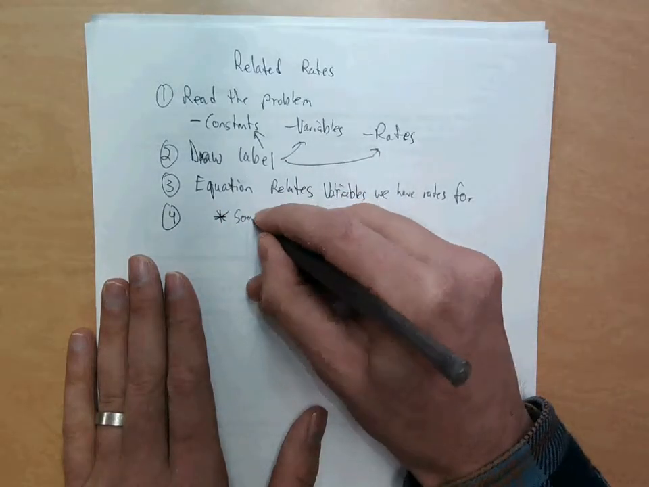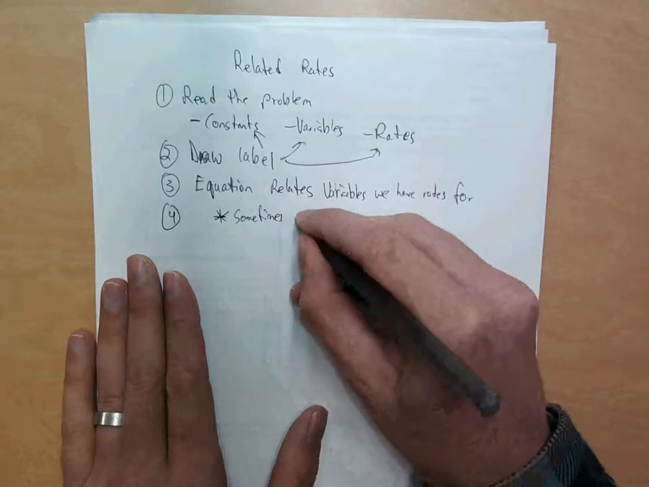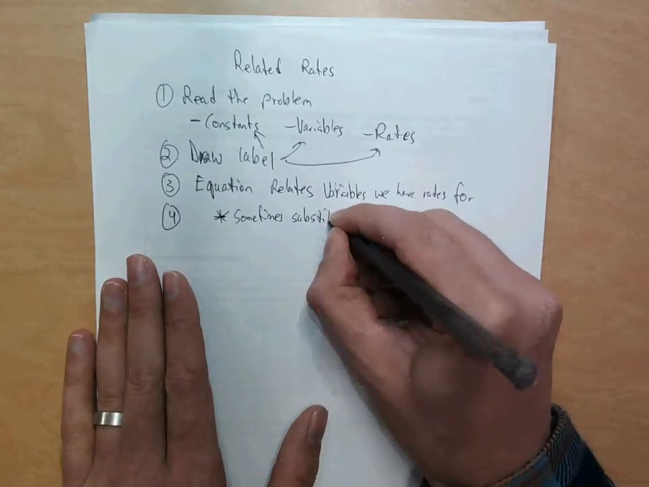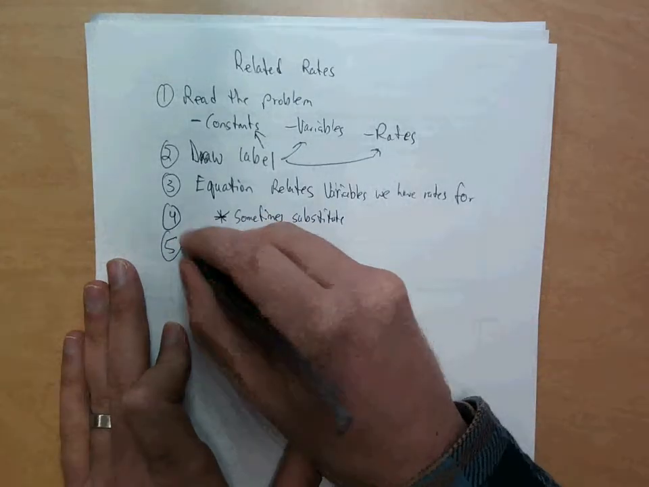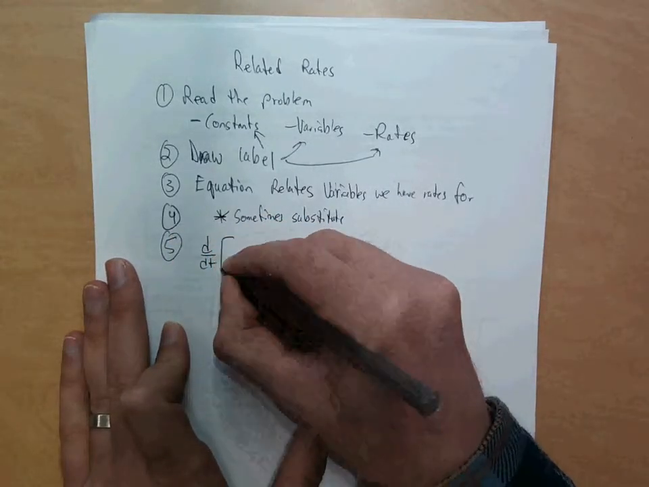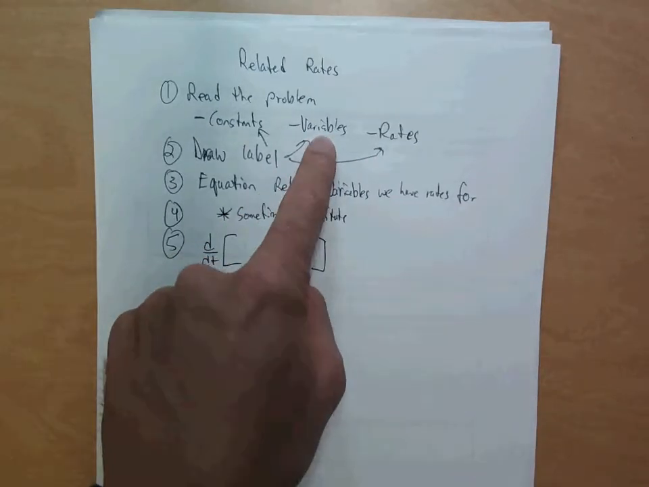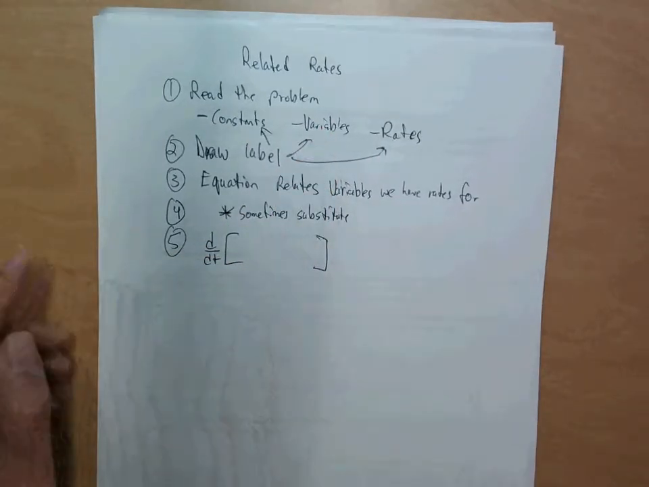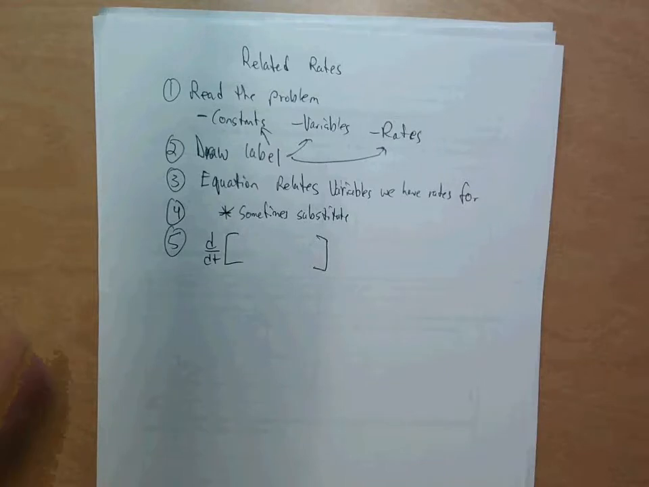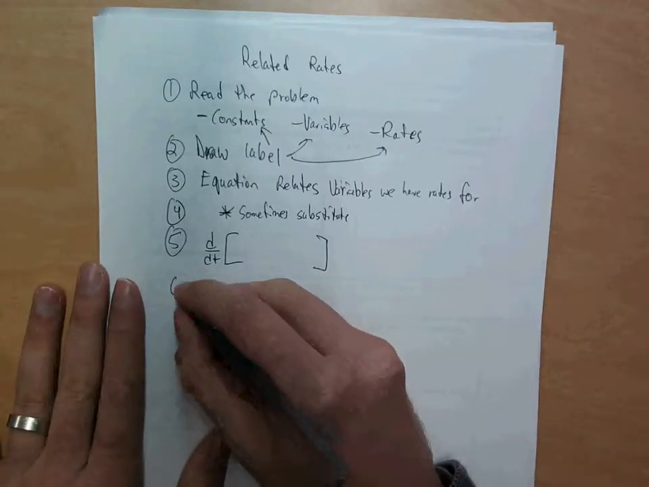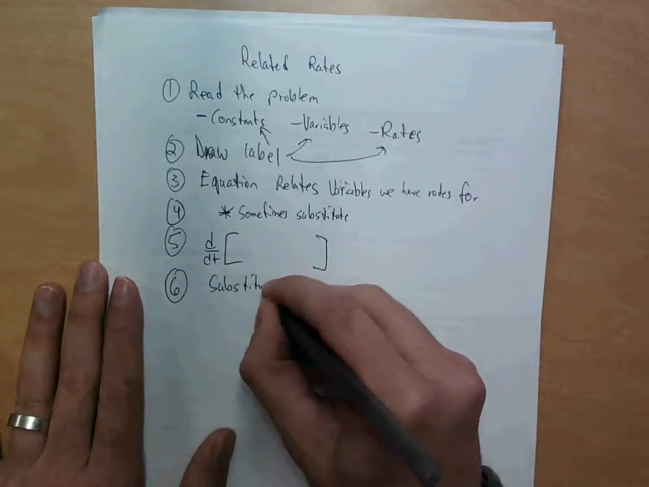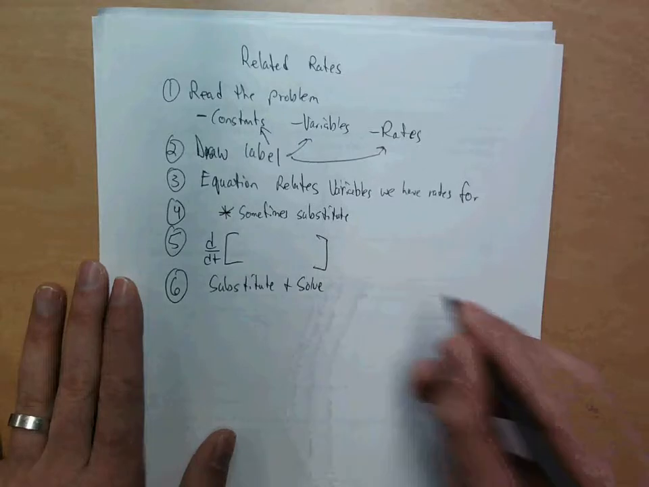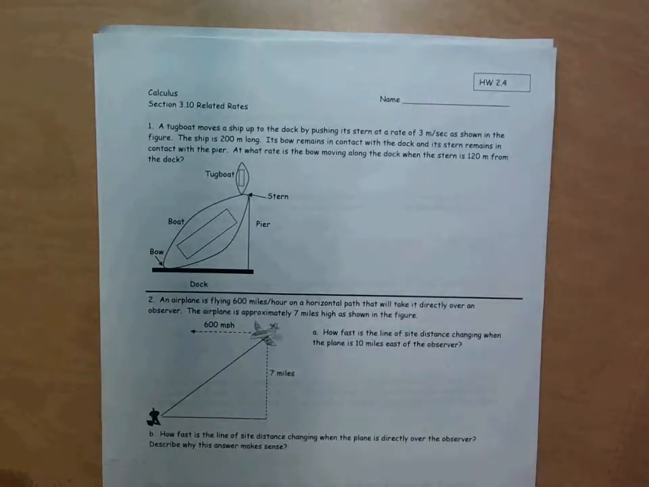So sometimes we need to substitute before doing the derivative. Fifth, we're going to do the derivative with respect to time because that'll tell us how much our variables are changing over time. It'll be, for instance, the change in the height over time. And then sixth, we're going to substitute and solve. Okay, let's see how this looks.